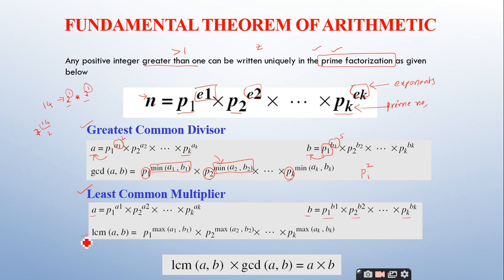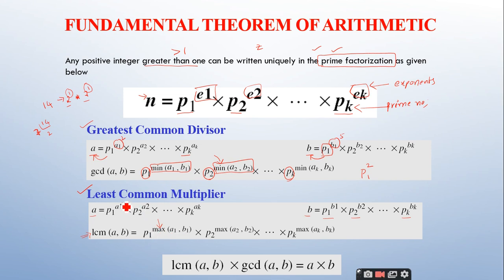And when you want to find the LCM of A comma B, the same formula you will be applying, but instead of the minimum function, you are going to use the maximum function. So P1 power max of A1 comma B1.